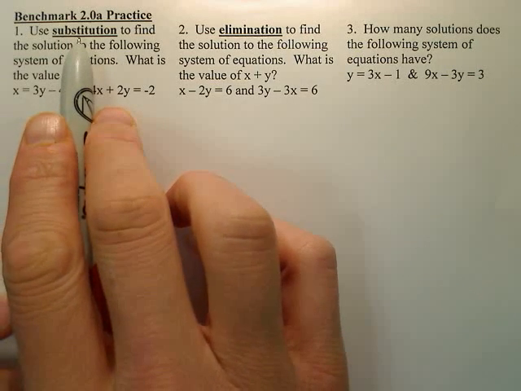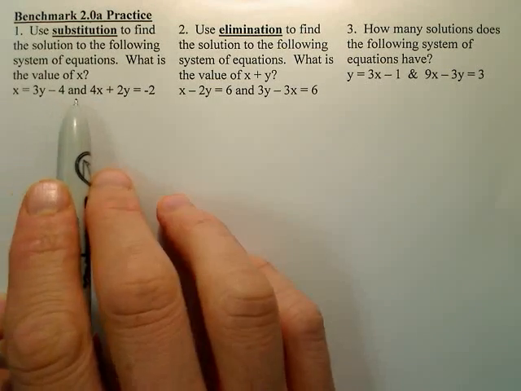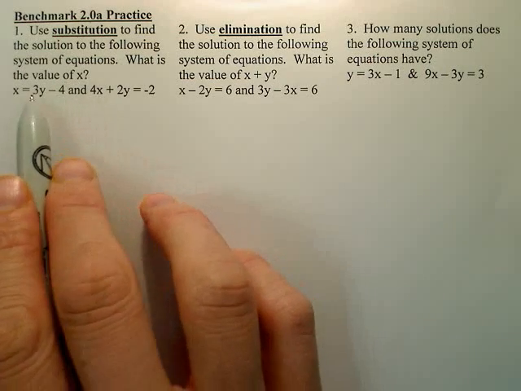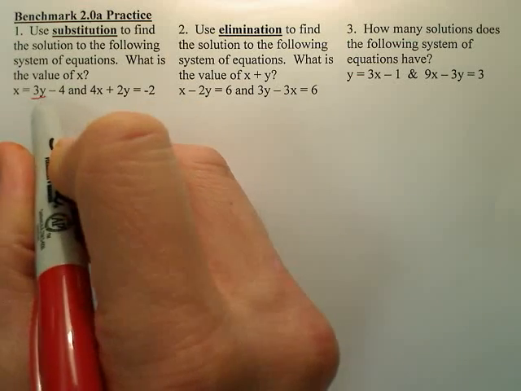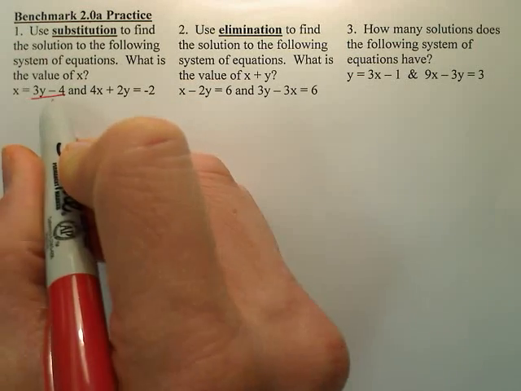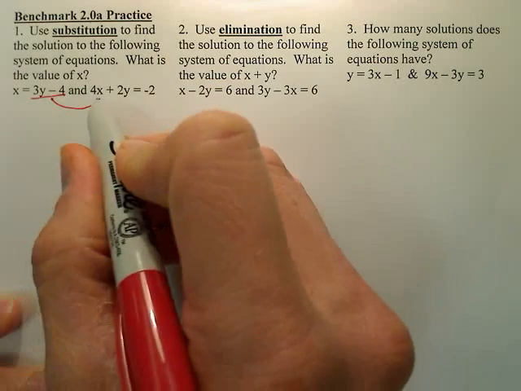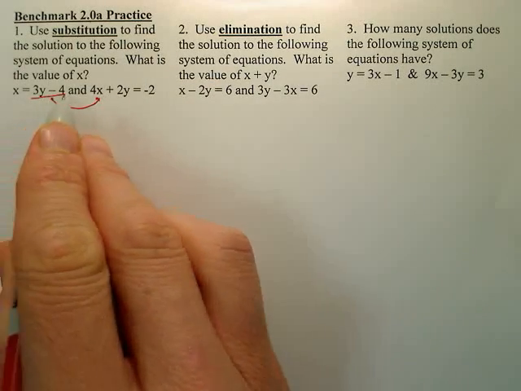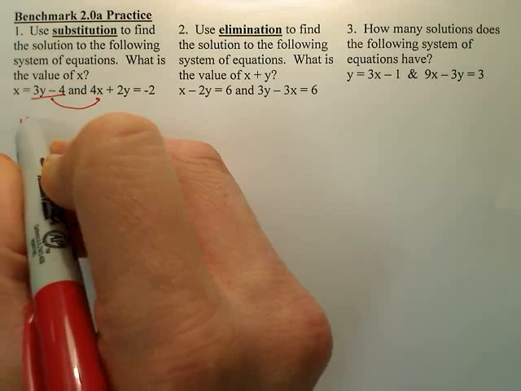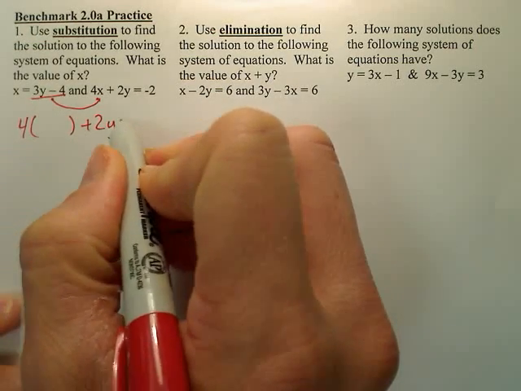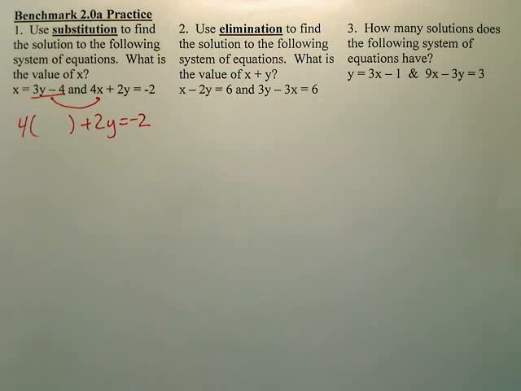To solve this by substitution, you want to plug one equation into the other. And in the end, we're trying to find x. So it looks like this equation is probably the easiest to plug in, because this equals x. And so I go to the other equation and replace x with 3y minus 4. So we write the 3 blank for x plus 2y equals negative 2.